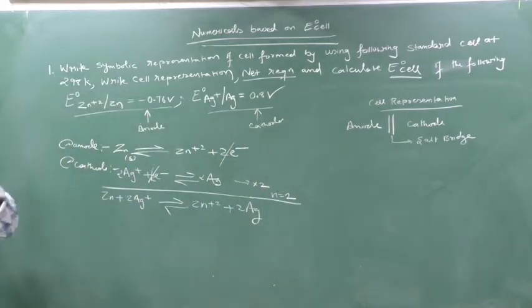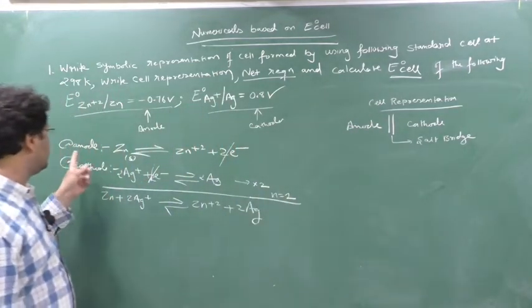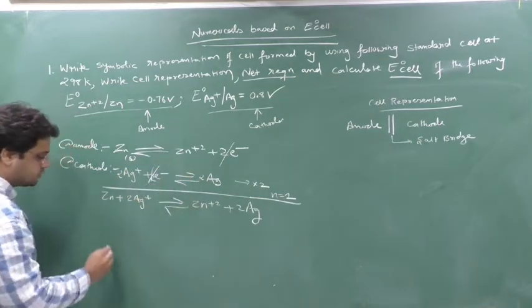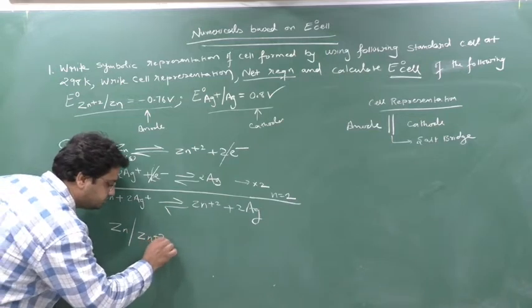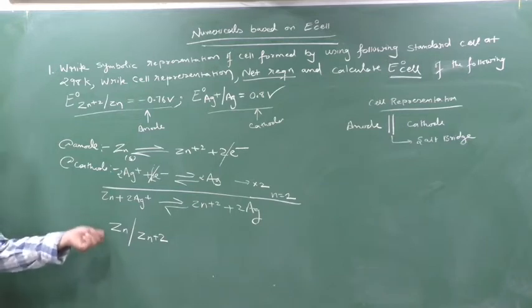Now we will write down the cell representation. In cell representation I told you first to write down the anode. Beta, who is at the anode? At the anode zinc is there. So see, zinc is converting into Zn plus 2. So write down in this way, Zn is converting into Zn plus 2. You have to make a line between the atom and its active ion at the anode.